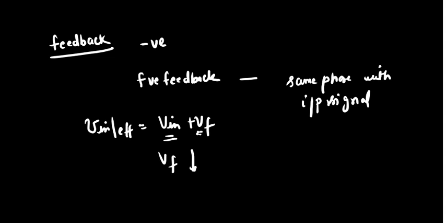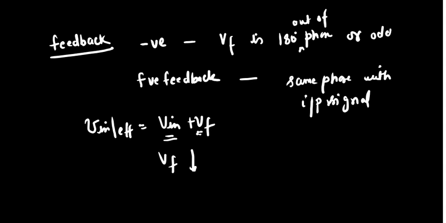So negative feedback, the feedback signal is in 180-degree phase, out of phase, 180-degree out of phase, right? Or odd multiple of 180. क्योंकि अगर even multiple हो गया, if it is even multiple of 180, it will become same phase, right?